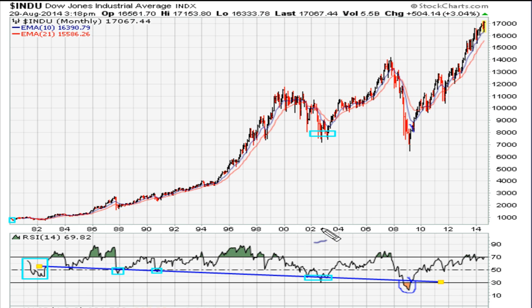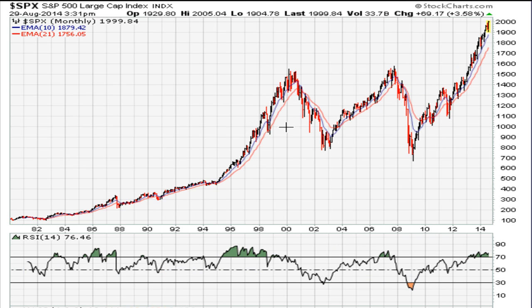So let's go to the S&P 500. This is the S&P 500 monthly chart from 1980 all the way to August 2014. And so let's draw the line.